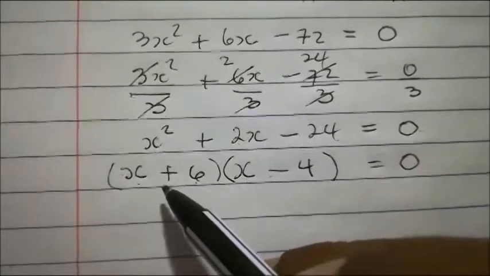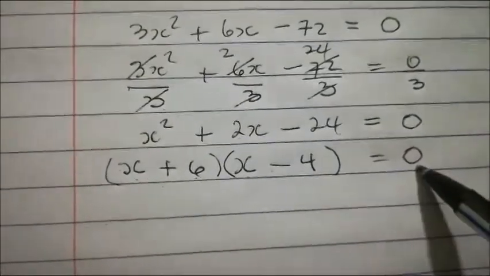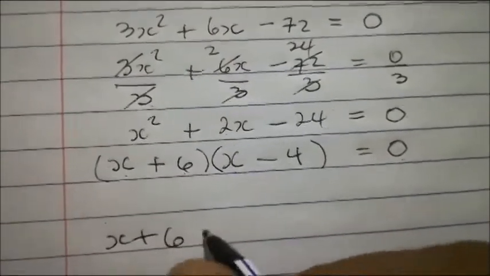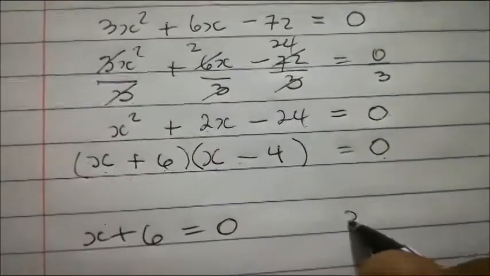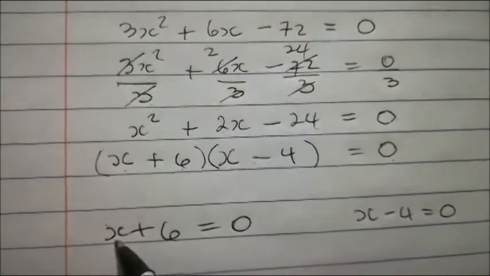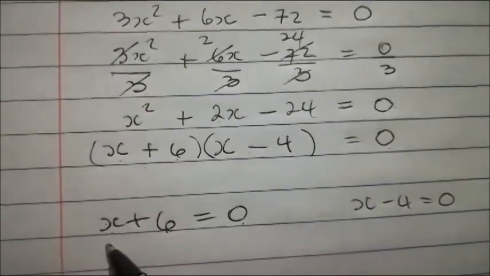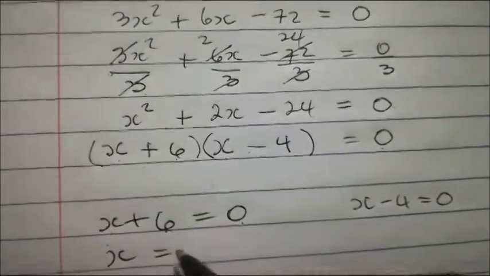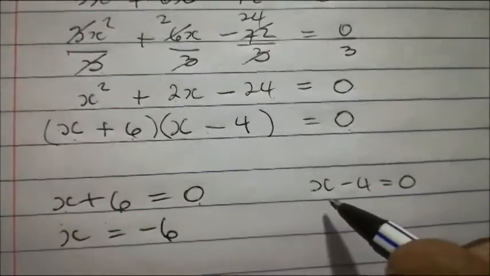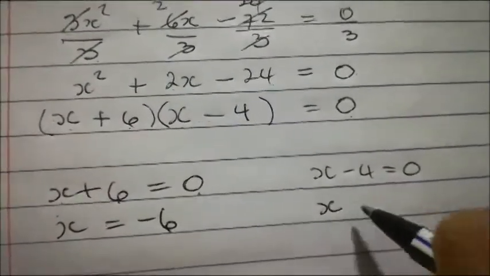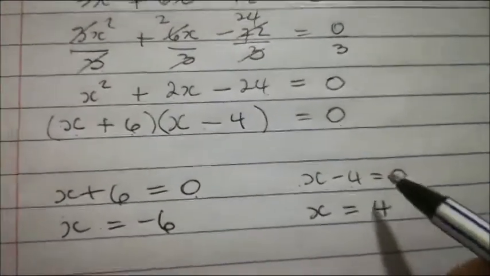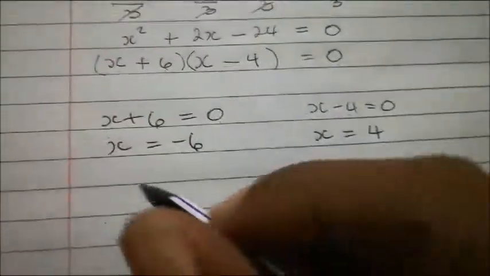Now what we're going to do next is make both brackets equal to 0. So we're going to have x plus 6 is equal to 0 and x minus 4 is equal to 0. Now what number plus 6 is equal to 0? Negative 6. So that means then that x has to be equal to negative 6. And of course, over here, x has to be equal to a positive 4, because 4 minus 4 is going to give us 0.